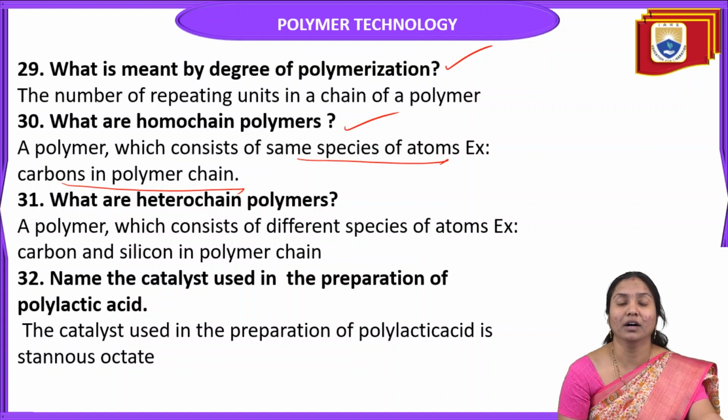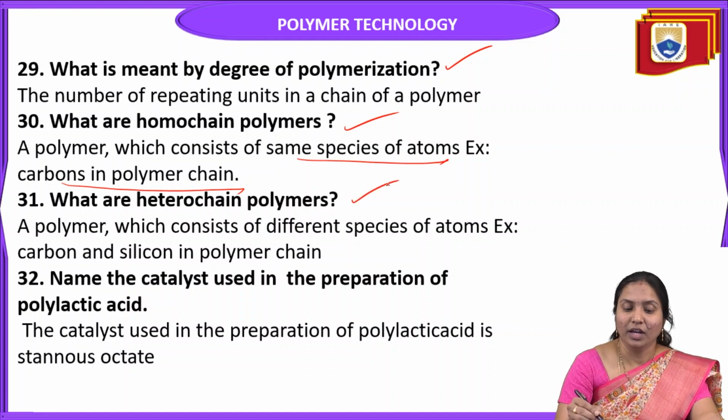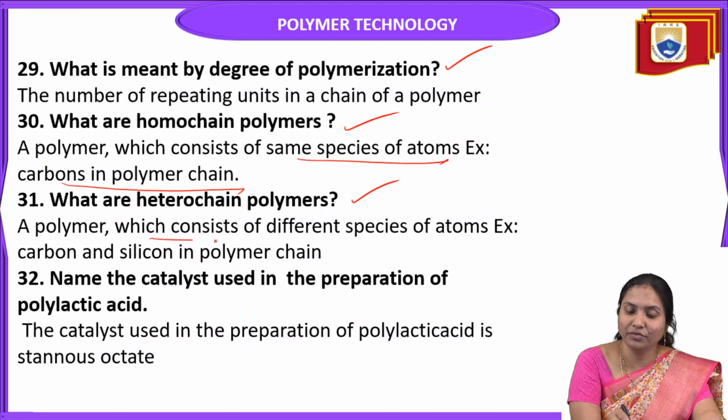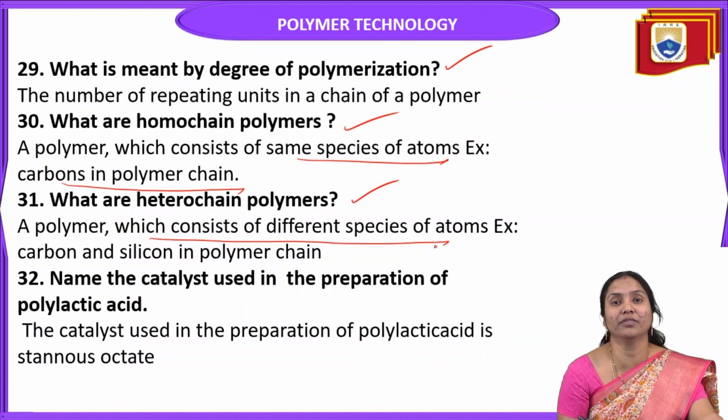For example, polyvinyl chloride: the vinyl chloride monomer is repeated several times. That is also called a homopolymer or homochain polymer. Generally this type of polymer is formed by addition polymerization. And the next question is, what are heterochain polymers? Here a polymer consists of different species of atoms.